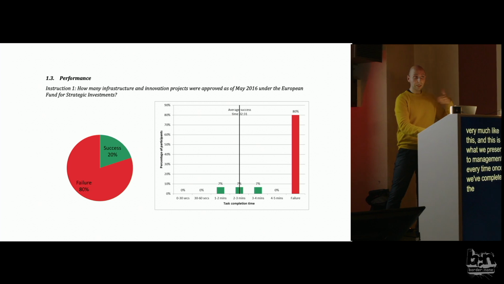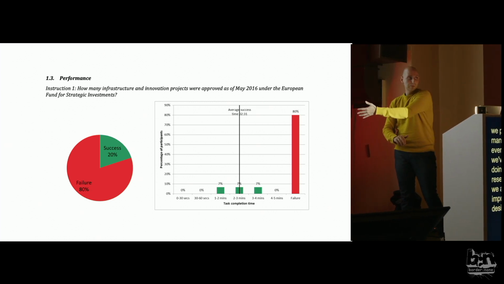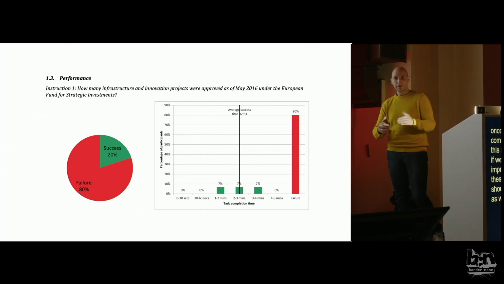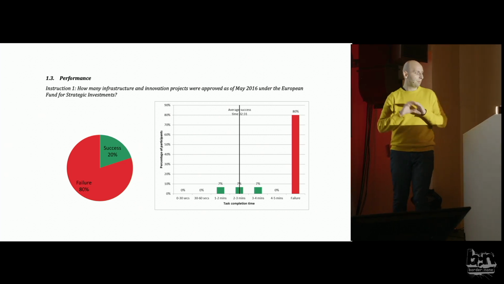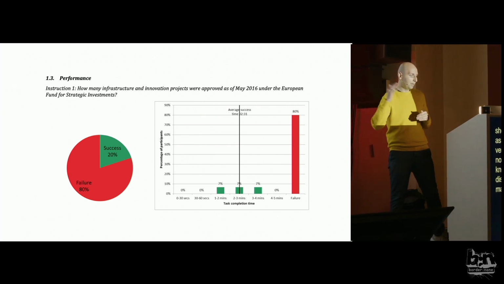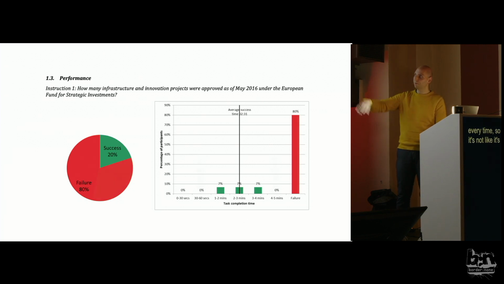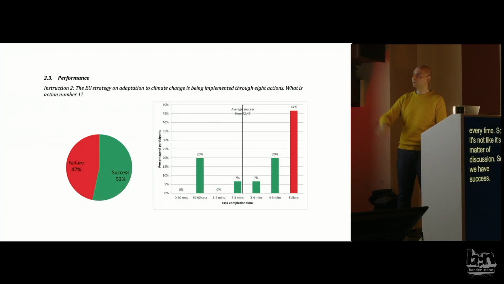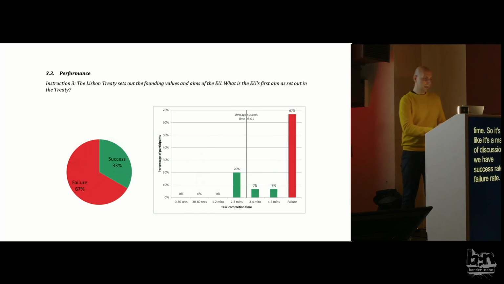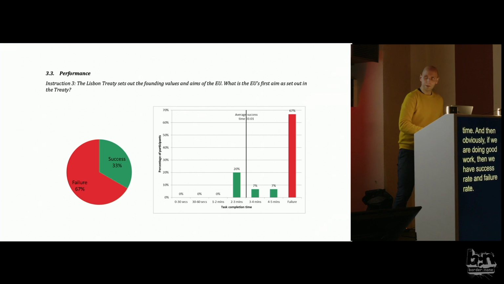So if we actually improve design, these numbers should improve as well. That's very clear. So it's not like, let's discuss it, and maybe people didn't understand the question. Well, we'll go for the same questions every time. So it's not a matter of discussion. So we have success rate and failure rate. We measure the time. And then obviously, if we are doing good work, then it should be getting better over time. This could be applied to many different scenarios.